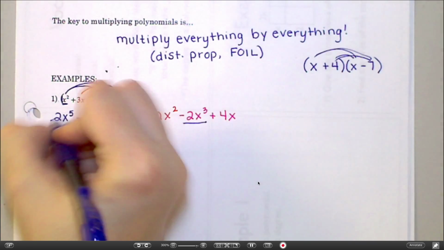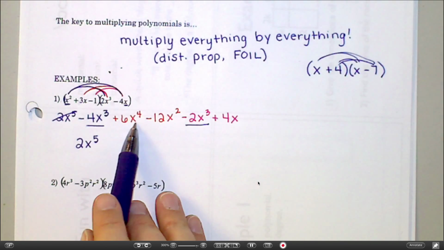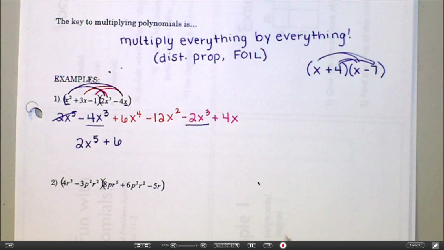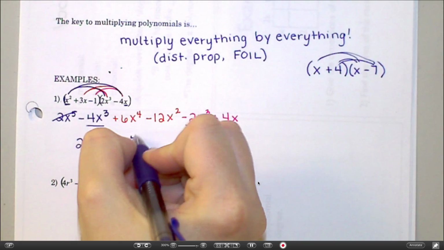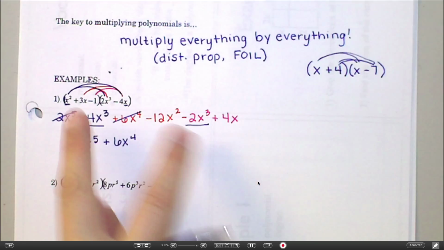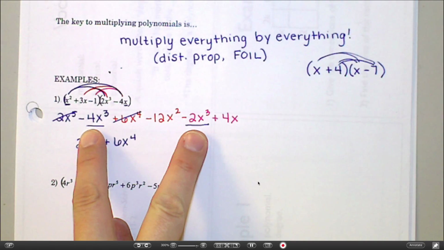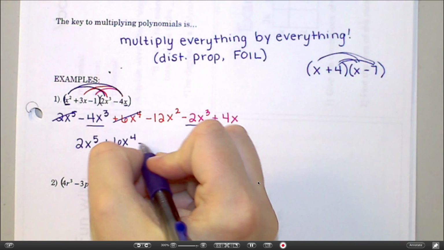No. Okay? Right. Then I would go to my x to the fourth. And nothing that can combine with that, I don't think. Nope. Then I would go x to the third and I would combine those. So what's that going to give me total? Negative 6, x to the third.